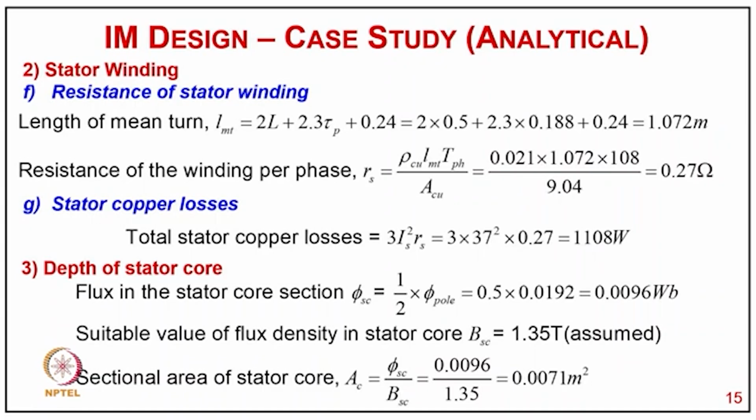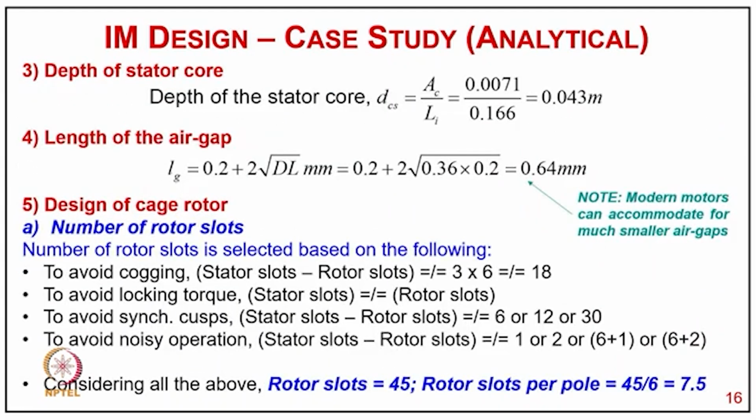So the sectional area of the stator core, called ASC, is phi SC upon BSC. Putting the value, it comes to 0.0071 meter square. Now we can find the depth of the stator core from this: DCS is equal to ASC upon Li. Keeping the value, it comes to 0.043 meter.